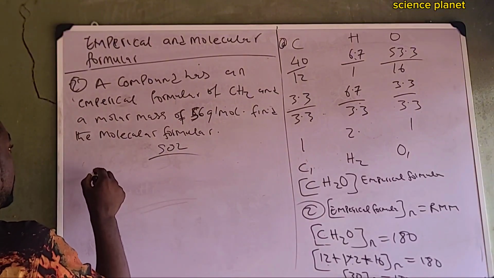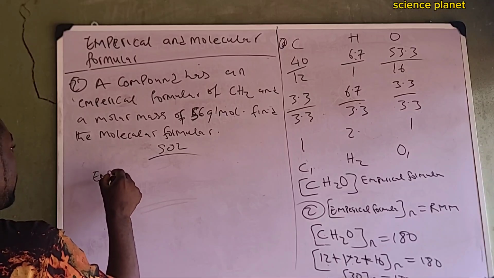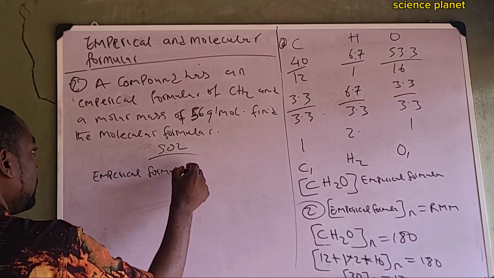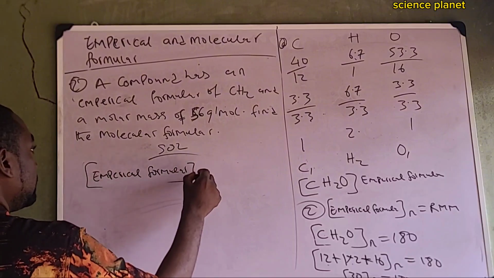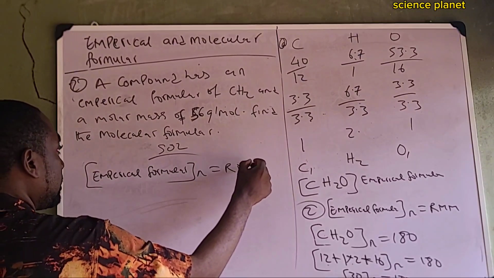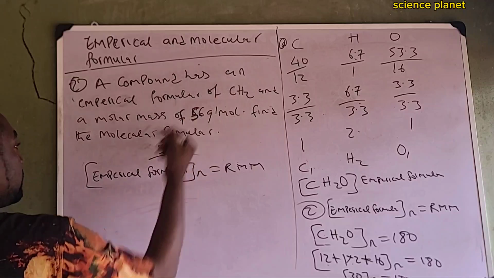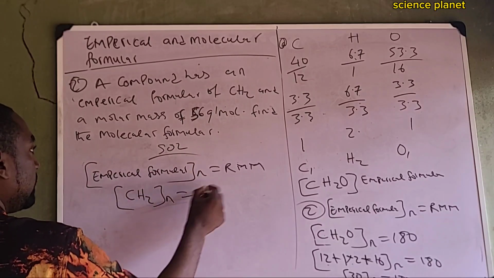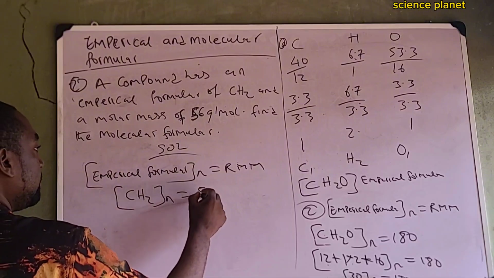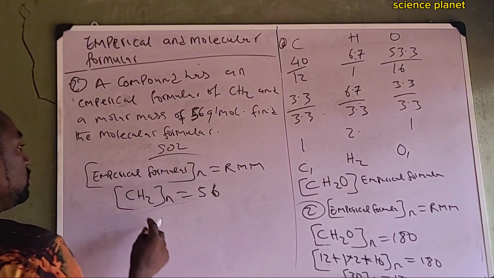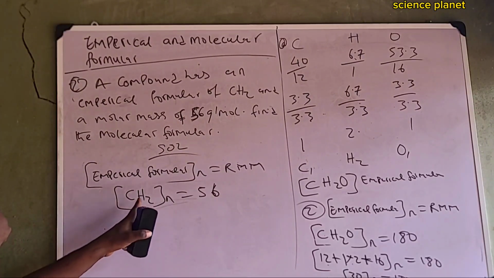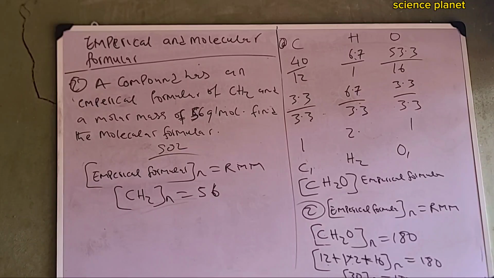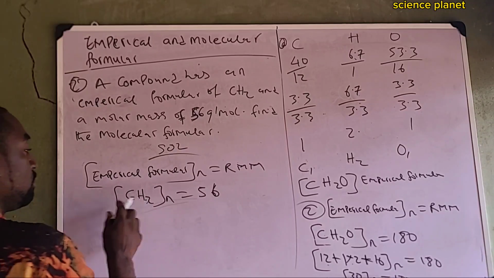So e go come be our formula for molecular formula. Empirical formula bracket n equals relative molecular mass. What is the empirical formula? They don give us here already, CH2 bracket n. Relative molecular mass is 56. So what you go do now? You go come get the mass number, calculate am, make you get the molar mass.